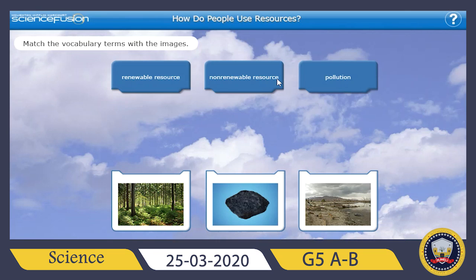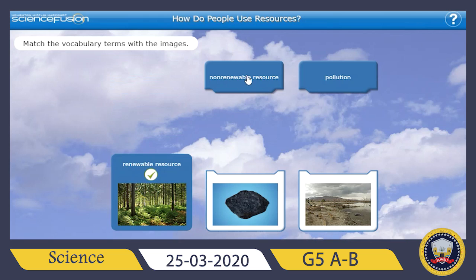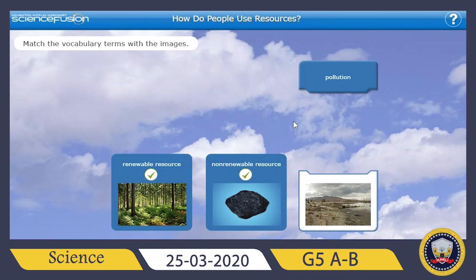So let's try to solve this really simple question about pollution, renewable resource and non-renewable resource, and cover what we learned in this unit. So just match the vocabulary with the right image. Try to do it by yourself first, then please just see my answer. Here we have trees, we have coal, and we have a seaside. So we say that trees are renewable resources. On the other hand, coal is a non-renewable resource.